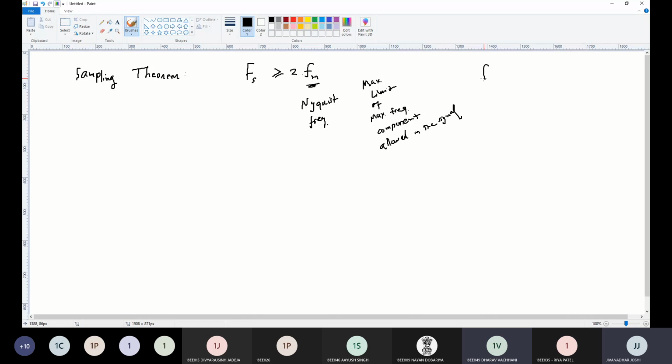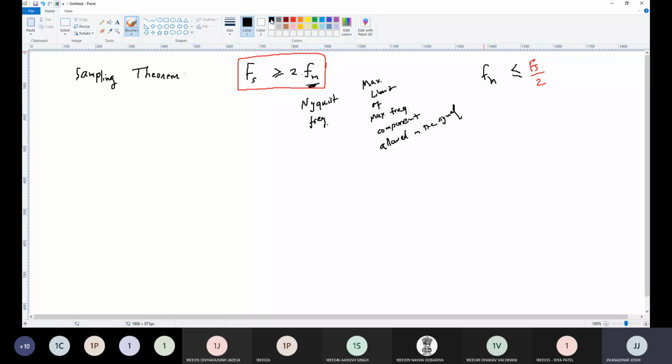Okay, so alternatively, I can also write FM should be less than or equal to, because now I'm rewriting this equation for FM. So this 2 goes into the denominator of FS, and then the arrow is towards FM. If I write the equation for FM, keeping the arrow on the same side, I can write FM should be less than or equal to. Any doubt regarding this? No, sir. Okay. FM should be less than or equal to FS by 2, where FS is the sampling frequency.